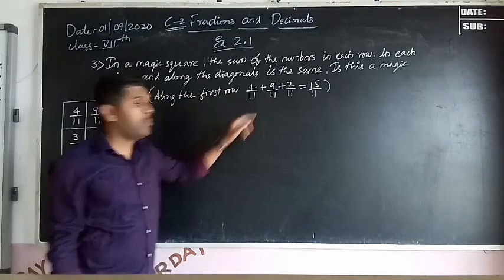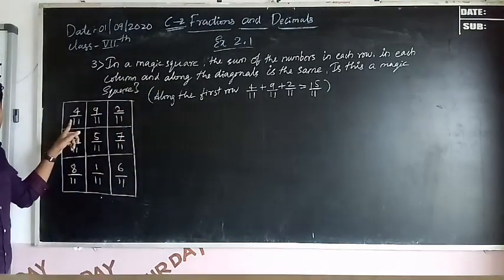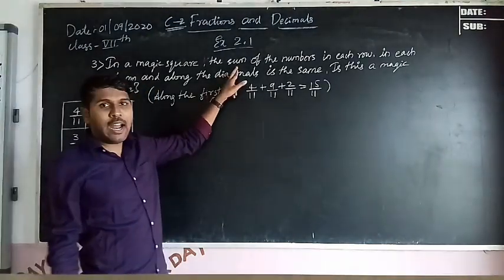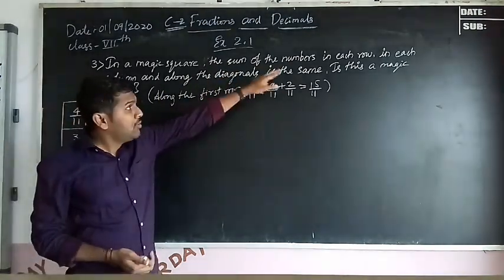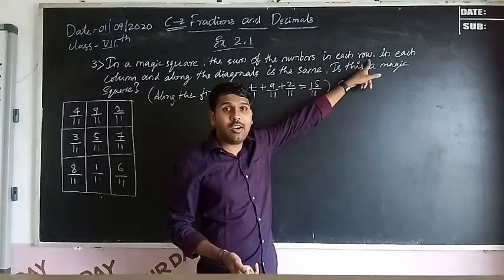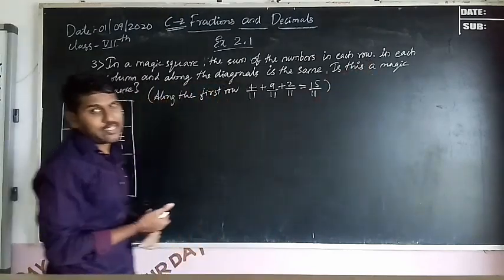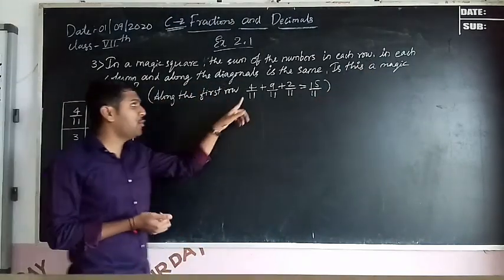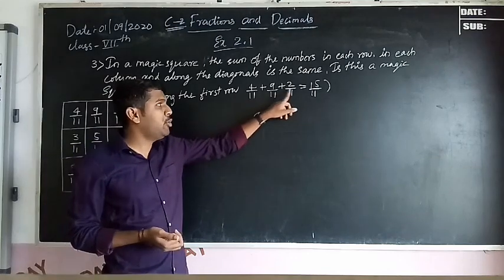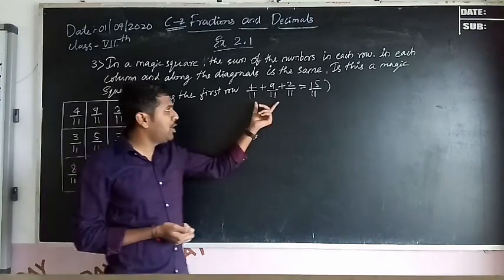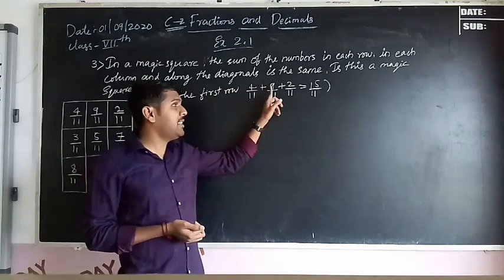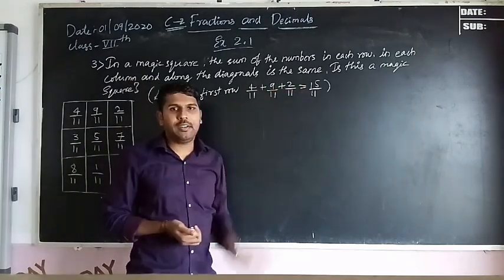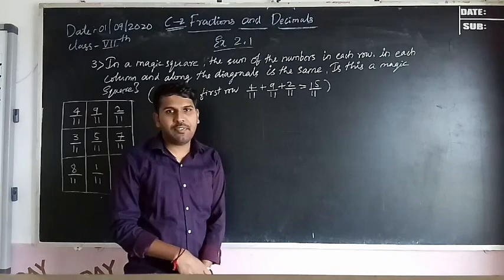First row 4 by 11. Just add it. Sum means you should add the fractions. You should get the same answer when you add all the rows, all the columns and diagonals. So first row: 4 by 11, 9 by 11, 2 by 11. Here the denominators are same, so just add the numerators. 4 plus 9, 13, 13 plus 2, 15. So 15 by 11. So this is the first row.